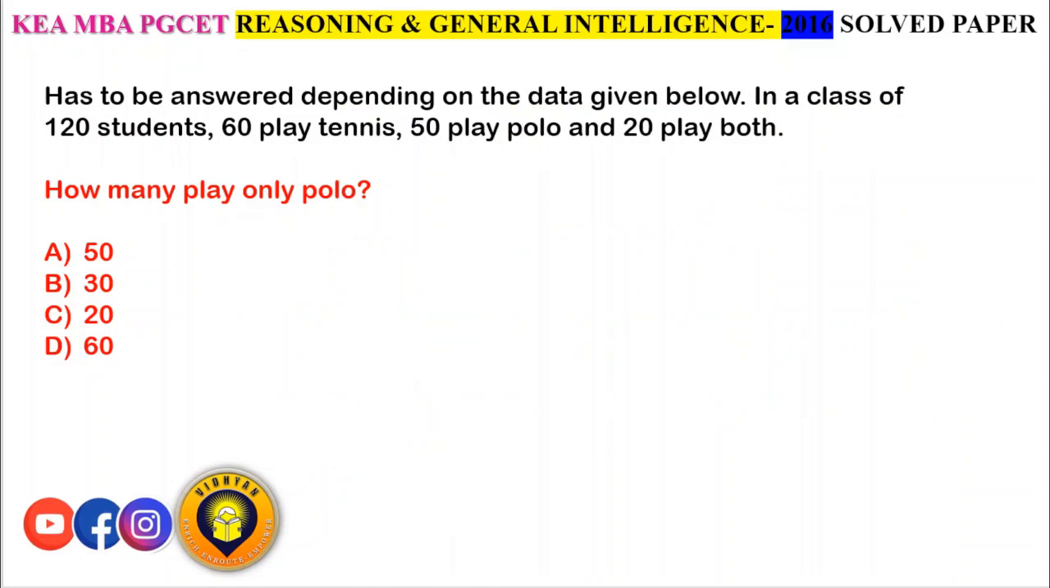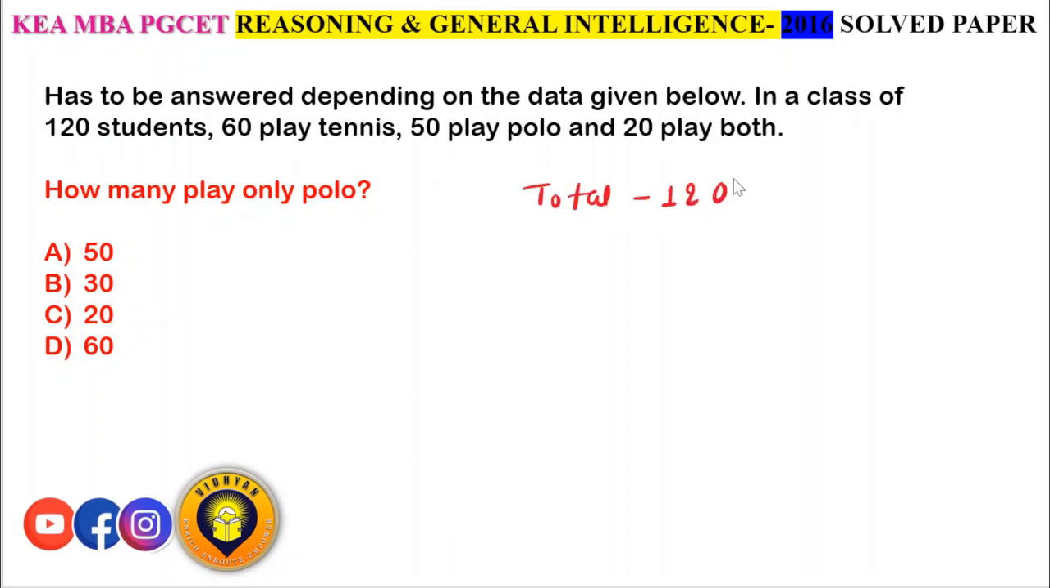Has to be answered depending on the data given below. In a class of 120 students, 60 play tennis, 50 play polo and 20 play both. How many play only polo? So this is a Venn diagram based question. Okay, so the total number of students, it is given 120. The total students are 120.